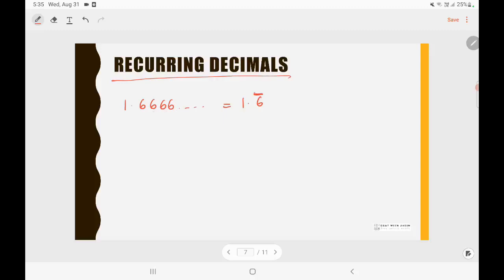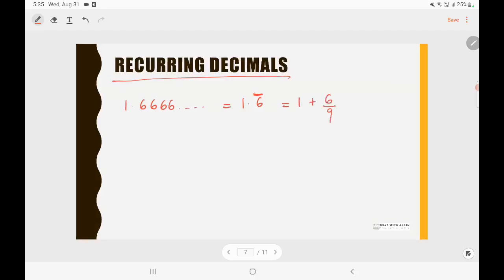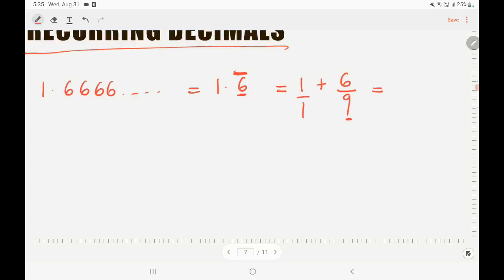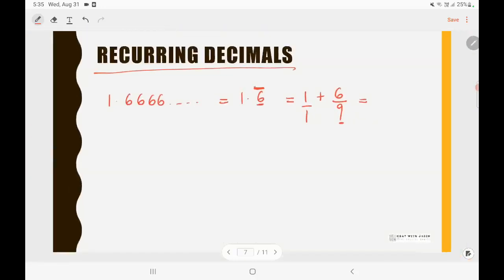Here 6 is repeating. So here you have to write it as 1 plus 6 by 9. Since only one number is repeating here, you need to write 9. If there are two numbers repeating, you need to write 99. So 1 plus 6 by 9, this is 1 by 1. So you need to do the cross multiplication, that is 9 into 1 is 9 plus 6 divided by 9. So you will get 15 by 9. So this 1.6666 you can write as 15 by 9.